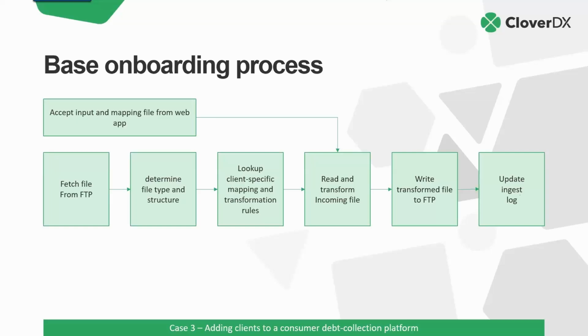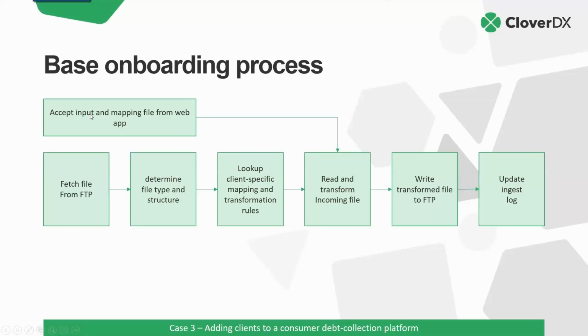So 3 different types of files that a client might provide. We need to figure out what type of file they've given us. Then we need to look up the specific mapping and transformation rules for that client and that file, and then use that to actually do the read and transform. In this case, the target is taking the transformed data files and pushing them back up to the FTP site where the actual indebted platform now has files in the format that it expects them to be in, and update the log file.